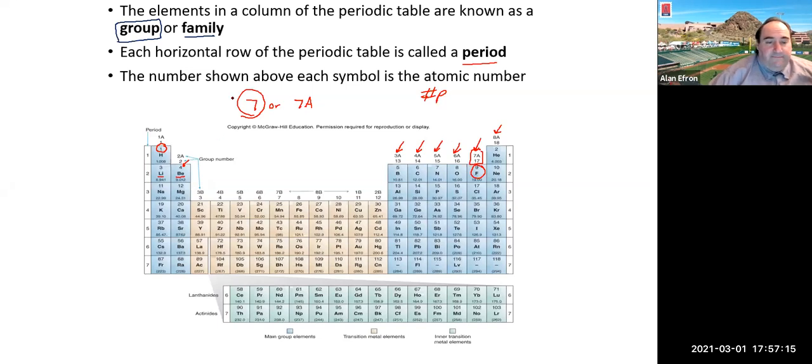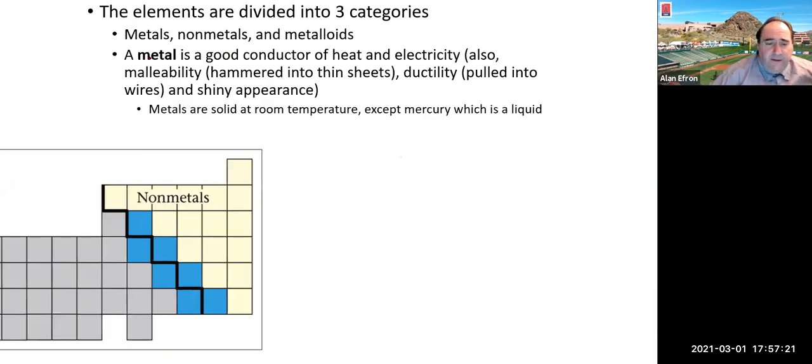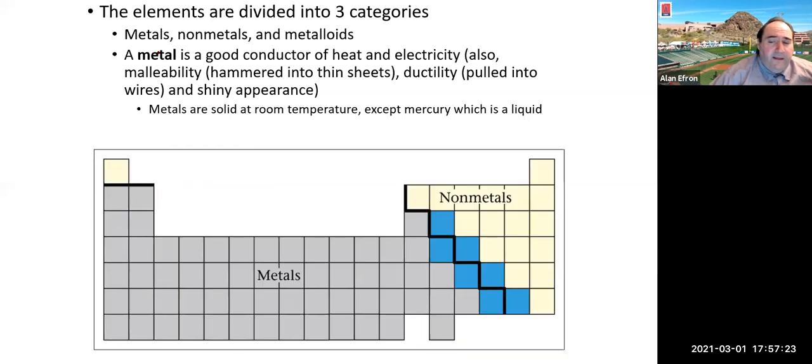Other questions on that? Okay. Now, the periodic table is broken off into several categories. We're going to talk about all that, so just be patient. We'll get there to all those questions, I think.